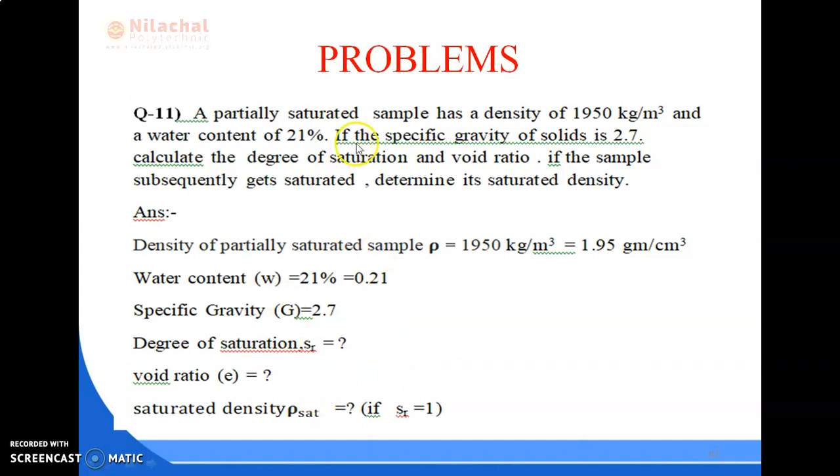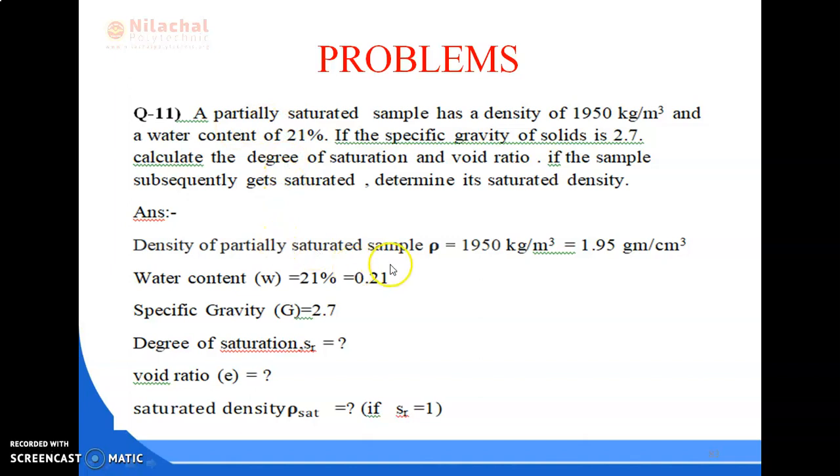A partially saturated sample has a density of 1950 kg per meter cube and a water content of 21%. If the specific gravity of solids is 2.7, calculate the degree of saturation and void ratio. If the sample subsequently gets saturated, determine its saturated density. So this is our question. Let us find out what is given in the question.